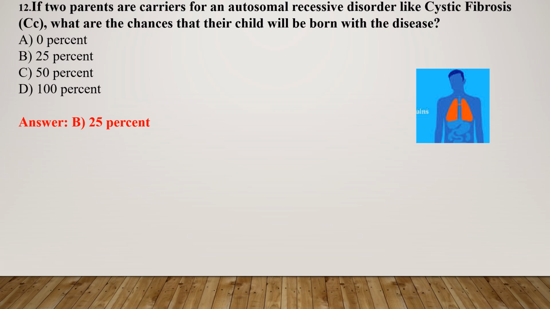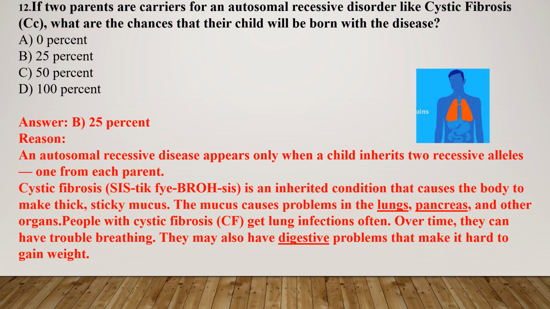If two parents are carriers for an autosomal recessive disorder like cystic fibrosis, here you can see both the parents are carriers, what are the chances that the child will be born with the disease? 0%, 25%, 50%, and 100%. Let us see the answer. It is 25%, because an autosomal recessive disease appears only when a child inherits two recessive alleles, one from each parent. Here you can see.